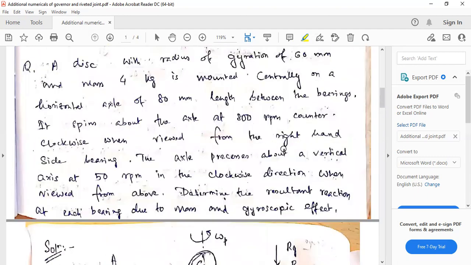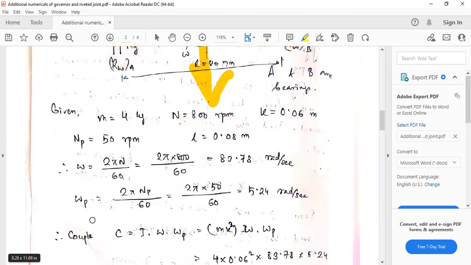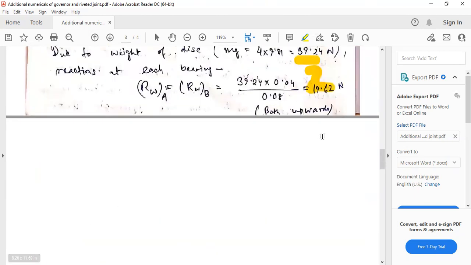Because you see, this is the force, right? The force is 39 point something, so this will be half of that. Without taking the moment also, we can do it. 39 divided by 2 will give you 19 point something. So this is 19.62.